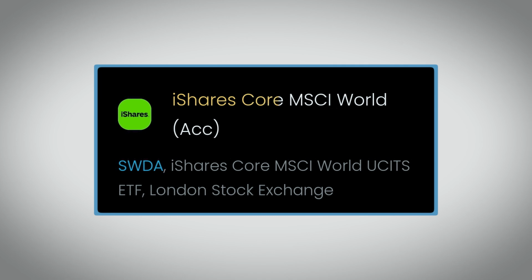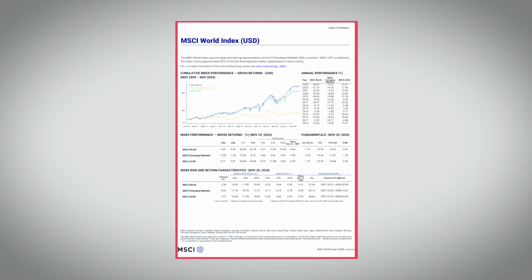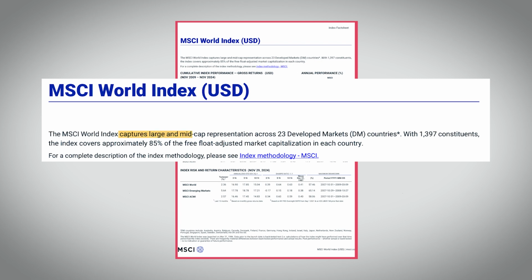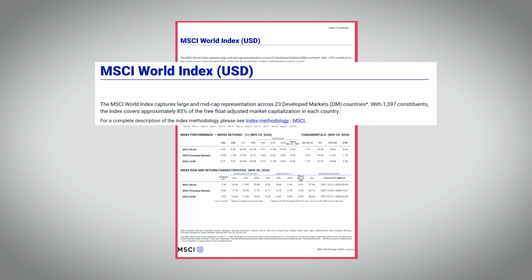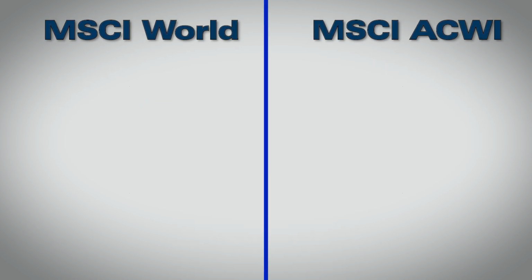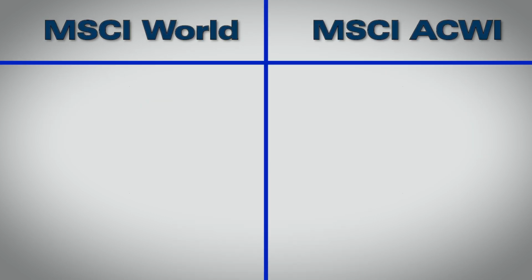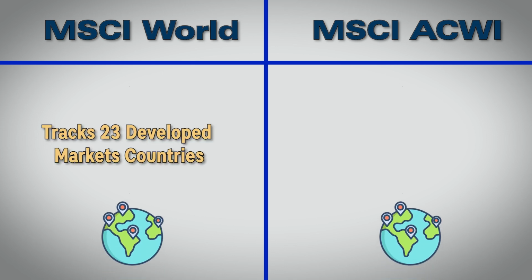Take iShares Core MSCI World. As the name does imply, it's a global fund, but actually MSCI World is a developed market index consisting of 23 countries. You can find the full list of these countries on the MSCI website or the MSCI World Index fact sheet. It's up to you to decide whether you're concerned about the exclusion of emerging markets or not, but it is of course important to be aware of so you can make an informed decision.